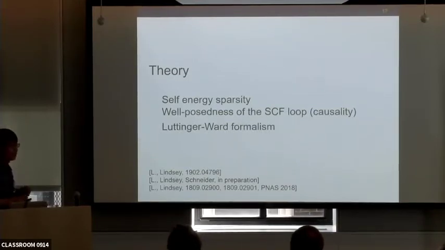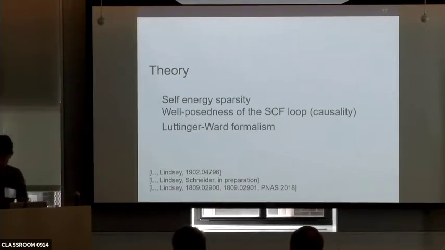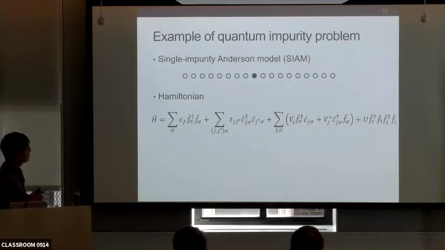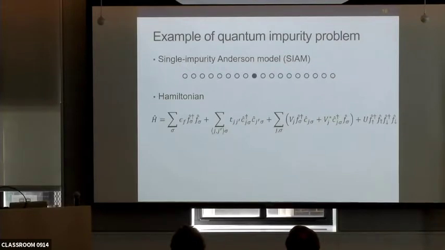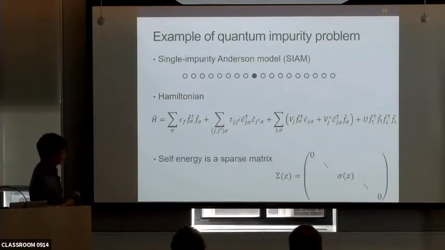And then some of our understanding of the Luttinger-Ward formalism in the uninteresting case, which is Euclidean lattice field theory. So first of all, for the quantum impurity, for example, we consider the single impurity Anderson model. I like the acronym SIAM, which is also my home community, the Society for Industrial and Applied Mathematics. The Hamiltonian looks like that, and the only non-trivial part is this U here. And then we know that the self-energy is a sparse matrix, and the only thing that is non-trivial is here.